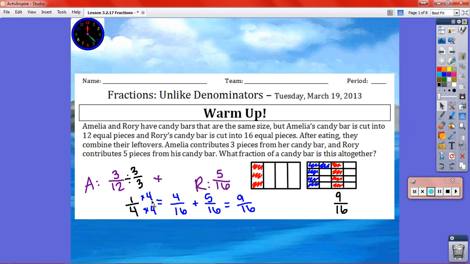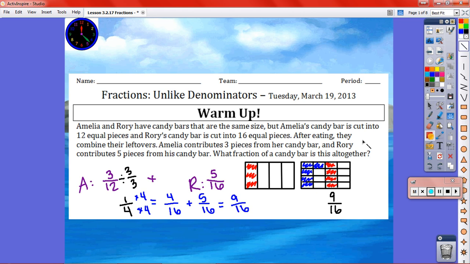And then when I multiplied by 4, I was splitting each piece into 4 pieces, so I put in new lines to match these. I put in a line through the middle, like this, to split this into 16ths, to make it the same as this one over here. So first I simplified, and then I made sure that the denominator was the same.